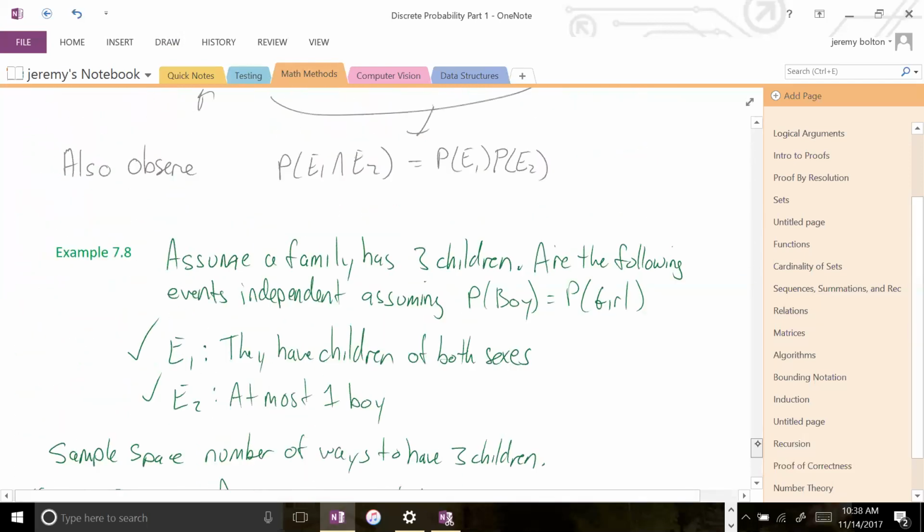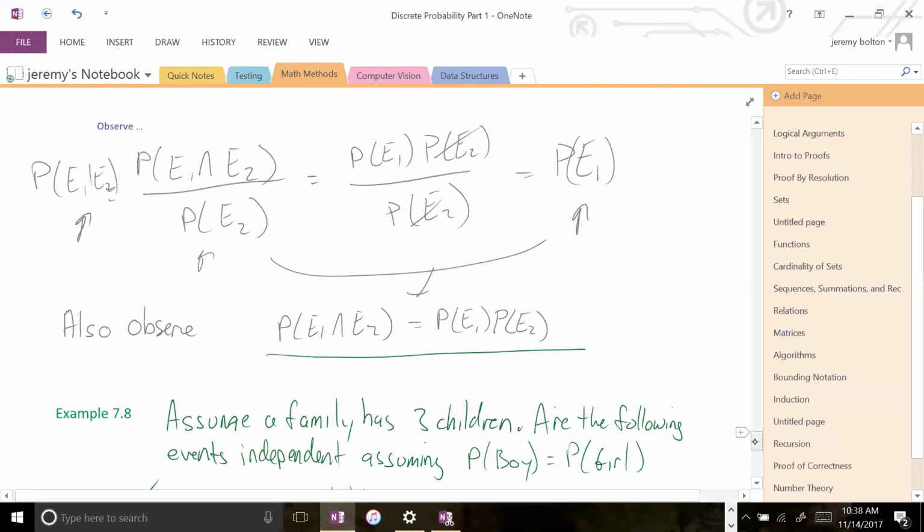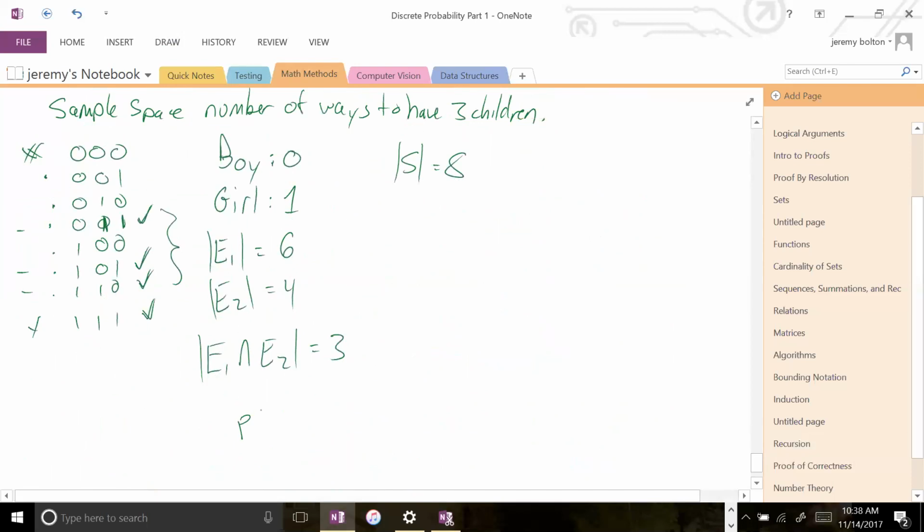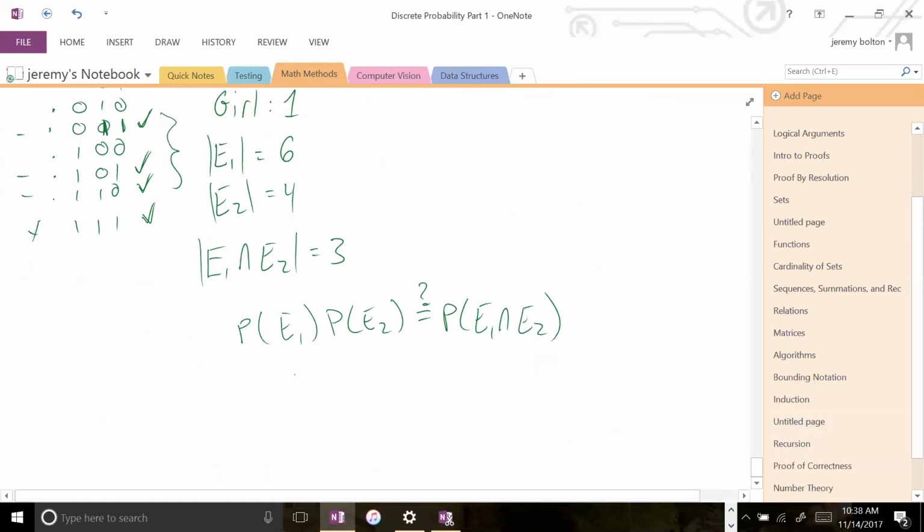Right, so are these two events independent? If they are, then this must hold: the probability of the intersection equal to the product of the individual probabilities. So let's go ahead and see. P of E1 times P of E2, does this equal P of E1 intersection E2? Here we have E1 is 6 over 8, E2 is 4 over 8. Is this equal to 3 over 8? What do you guys think? We can cancel some of this out. 2 here, get a 3 and a 4. Yeah, it looks like 3 over 8. I think that's good.